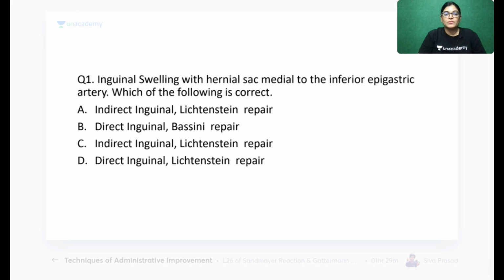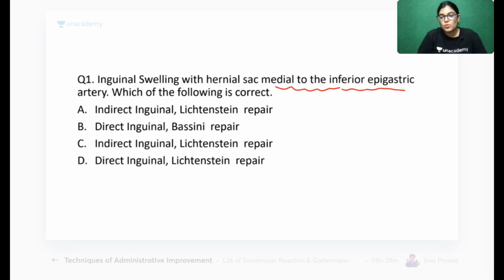So, inguinal swelling with a hernial sac lying medial to the inferior epigastric artery. Where is the hernial sac located? The location of the hernial sac is medial to the inferior epigastric artery. So which of the following is the correct pair? According to you, which combination is right? Whether it is indirect inguinal hernia with Lintison's repair, direct inguinal hernia with Bassini repair, indirect inguinal hernia with Lichtenstein repair, or direct inguinal hernia. So A, B, C, and D.